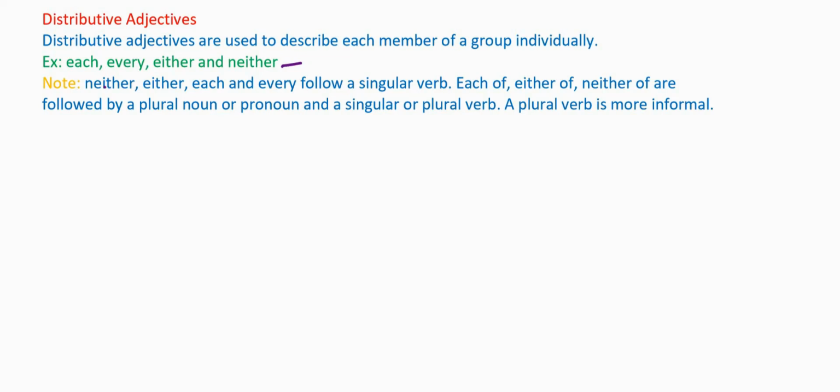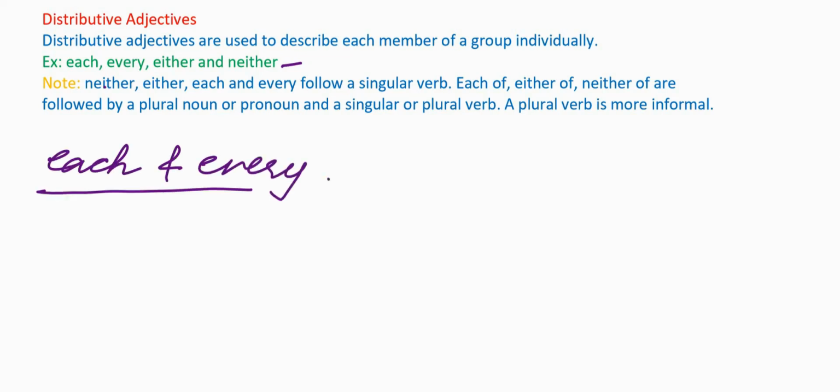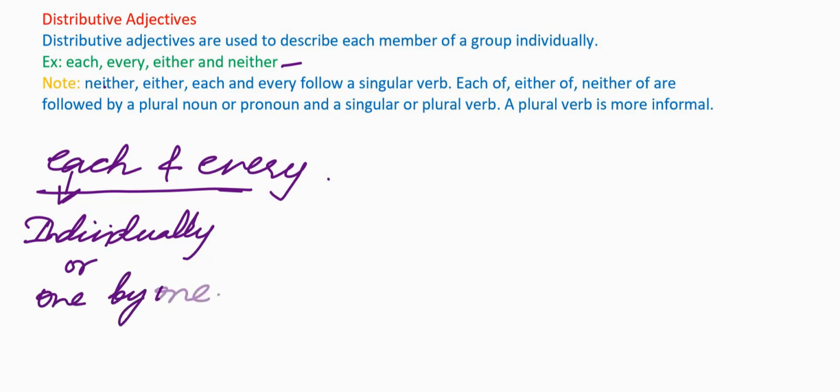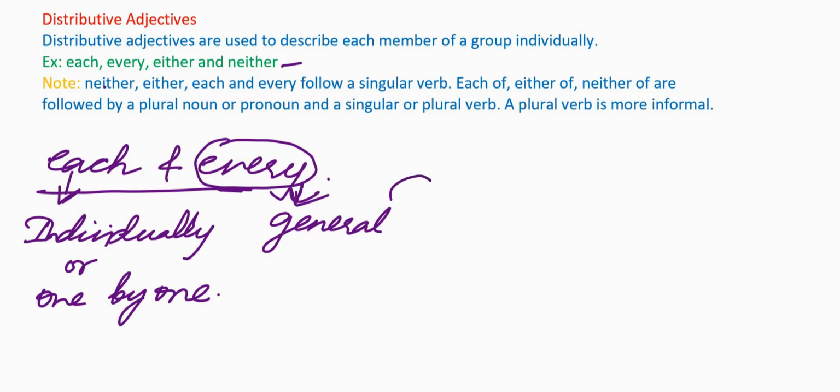Let us first understand the difference between each and every. We think each and every are the same, but there is a slight difference. Each is used when you want to describe people in a group individually or one by one, whereas the word every refers to everyone in a slightly general way. Each is more particular, one by one, whereas every is a little general and it refers to the entire group.